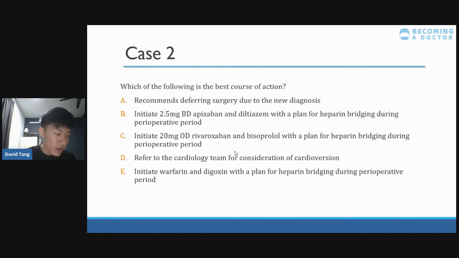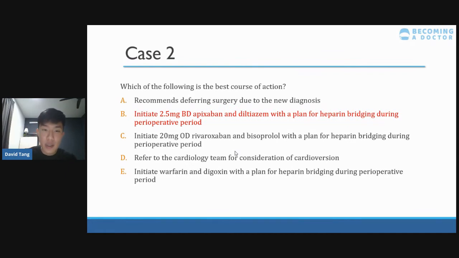So I'll give you guys some time to type down your answers or any further questions you have from our presentation slides while I go through the questions that we have from the group. Right, so we will go back to one of the questions from YouTube. However, on case 2, the answer is actually apixaban and diltiazem.